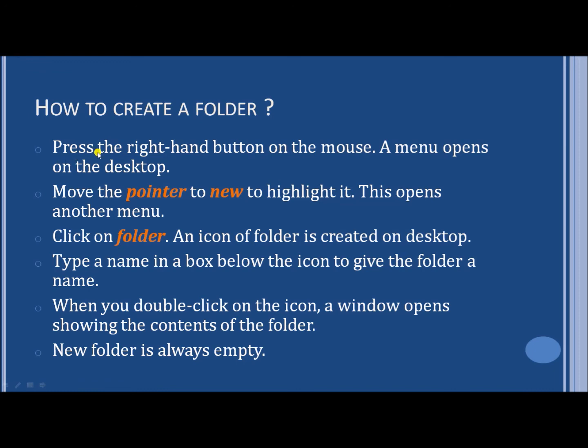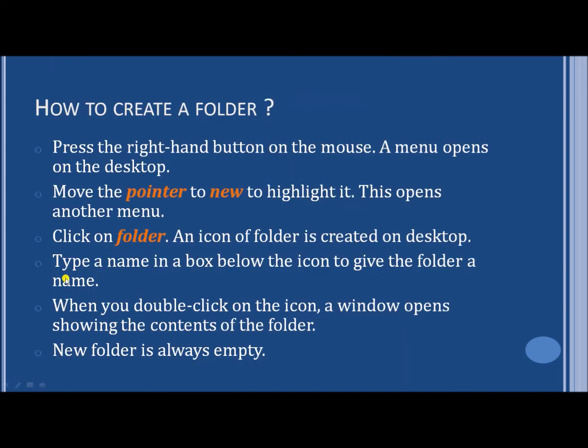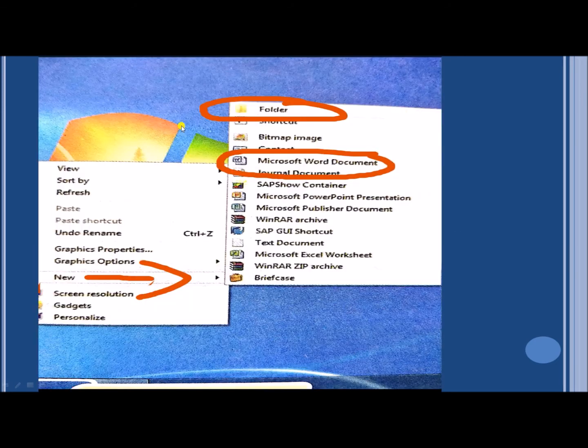Now we must go through the text. Press the right hand button on the mouse, that is, right click. A menu opens on the desktop. Move the pointer to new to highlight it, as I have shown you in the diagram. Here is new and here is your pointer. This opens another menu. This was the main menu which opened upon right clicking the desktop, and this is the other menu.